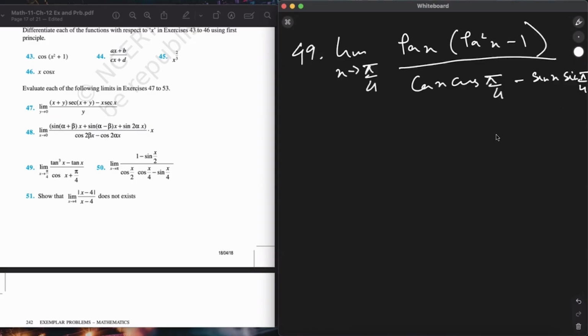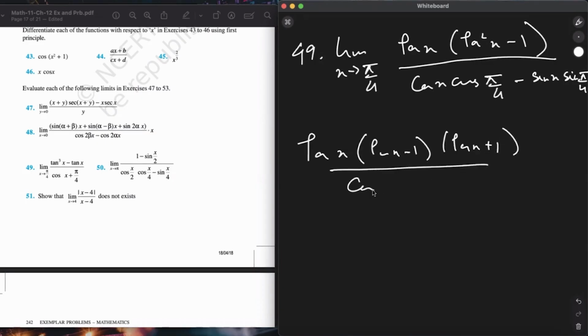Limit x tends to pi by 4. Now, if we just open this a square minus b square term, we'll be left with tan x minus 1 times tan x plus 1. And in the denominator, I'll be having what? Cos x minus sin x. Now this tan x, what can I do with this? There's also an under root 2 term. So root 2 times limit x tends to pi by 4.